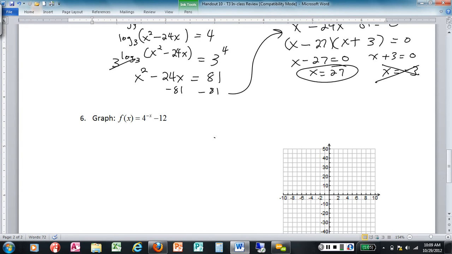One other thing I wanted to review with you was the graphing part of our discussion. We graphed exponentials and we graphed logarithms. And on this one, I want to graph 4 to the minus x minus 12.